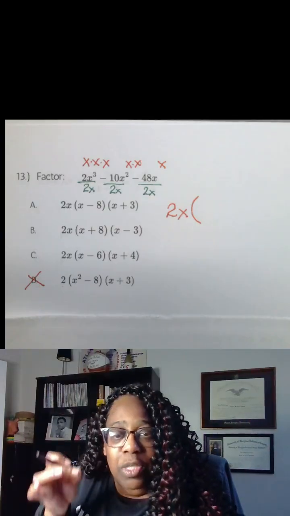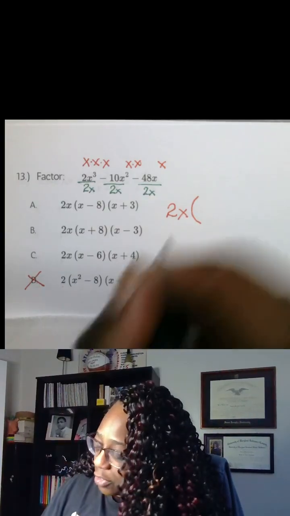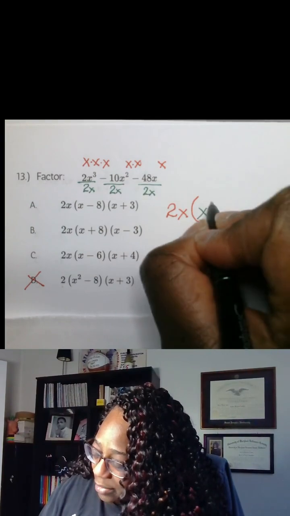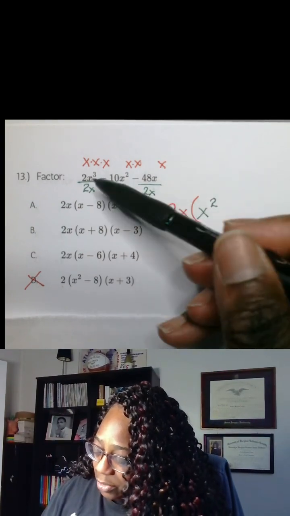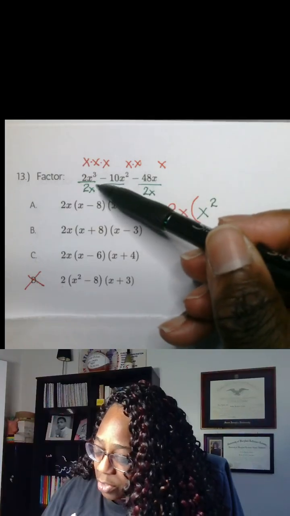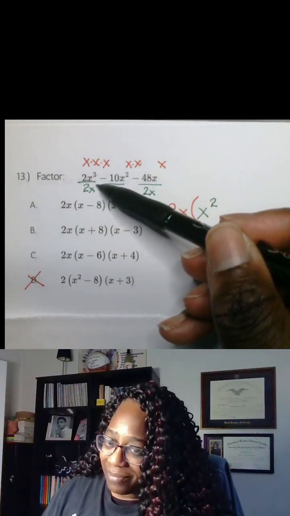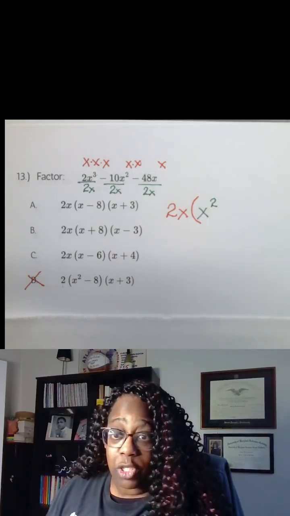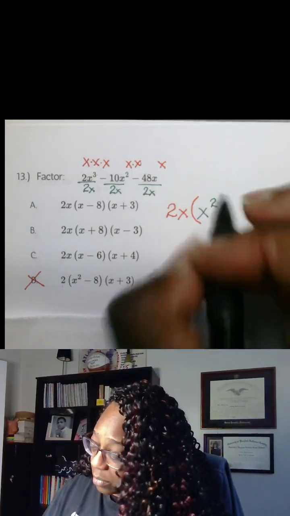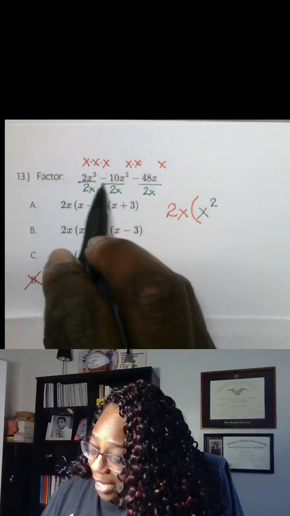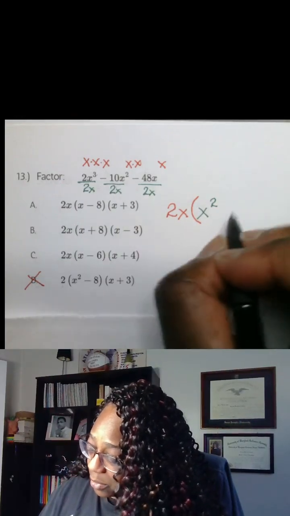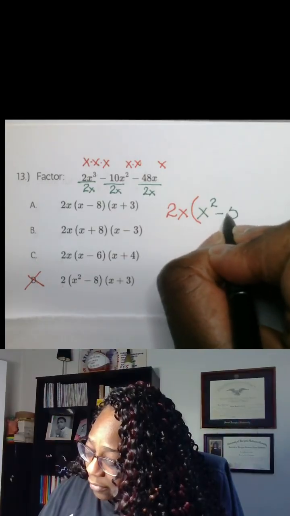When you divide, you subtract the exponents. So that's why this is going to be x squared, because 3 minus what's assumed to be there, a 1, is 3 minus 1, which gives me 2. All right. So now we have negative 10 divided by 2. That gives me a negative 5.